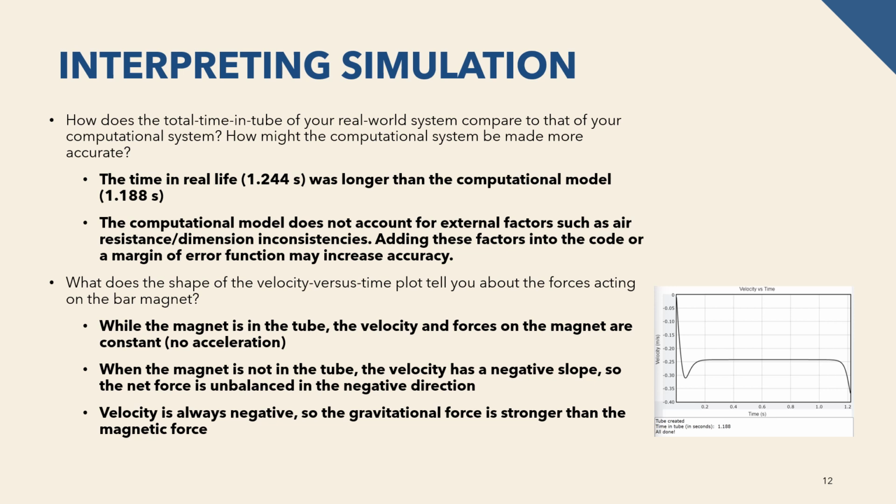What does the shape of the velocity versus time plot tell you about the forces acting on the bar magnet? When the magnet is in the tube, the velocity is constant, so the forces on the magnet are balanced, no acceleration. When the magnet is not in the tube, the velocity has a negative slope, so the net force is unbalanced in the negative direction due to gravity.